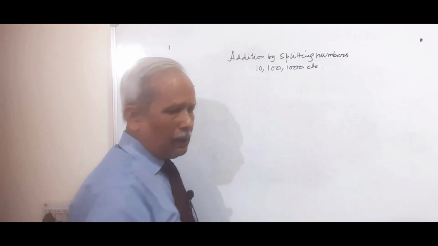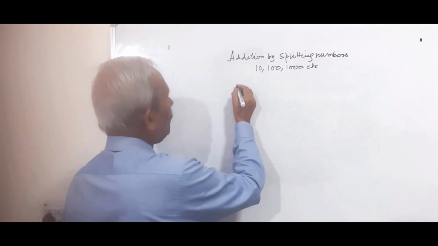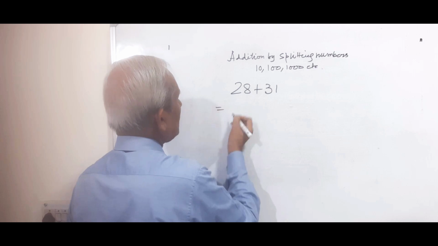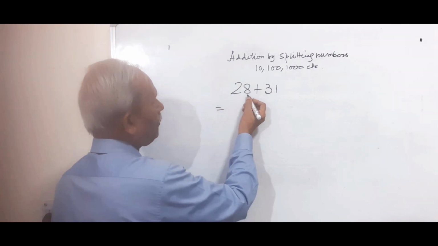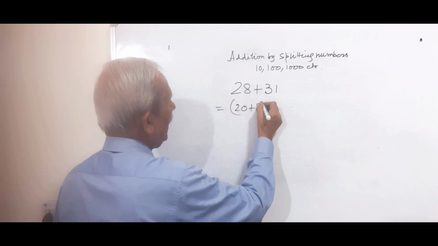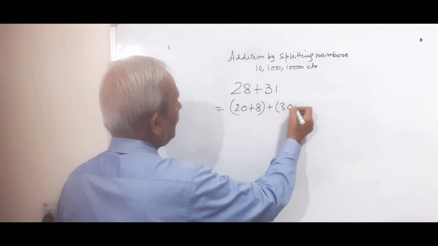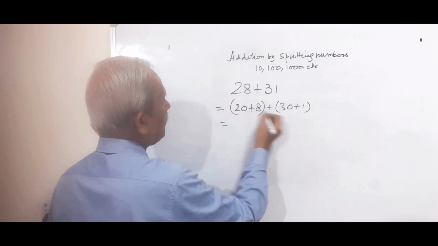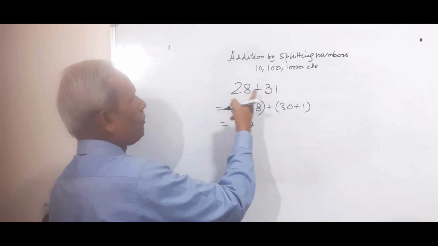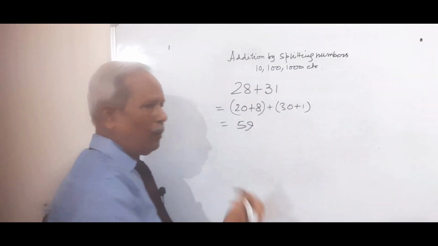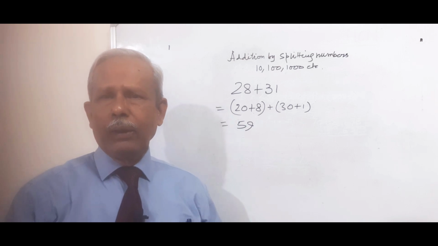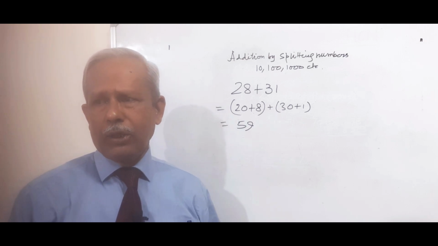Say for example, we want to add 28 with 31. I am doing it straight away: 20 plus 8 for the 28, and 30 plus 1 for the 31. Here we may straight away write 20 plus 30 is 50, and 8 plus 1 is 9, so 59. We can do that calculation mentally, so we need not go into the detailed operation of addition, right?